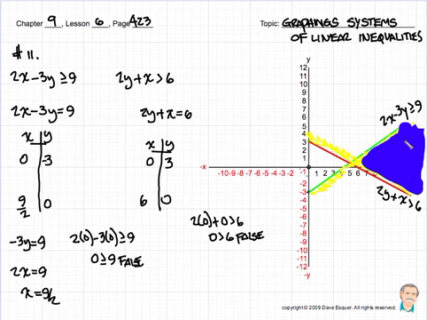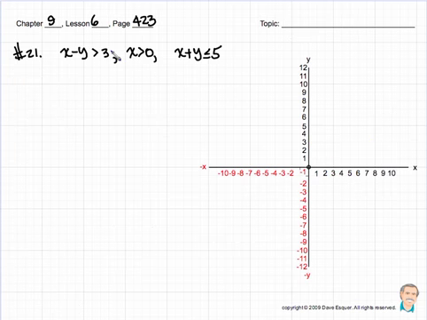So there's our graph. Our graph turns out to be everything that is below 2x minus 3y is greater than 9, and everything that is above the graph 2y plus x is greater than 6. Let's try our next problem, number 21. This one has 3 pieces to it. Again, if we go slow, we'll be okay.